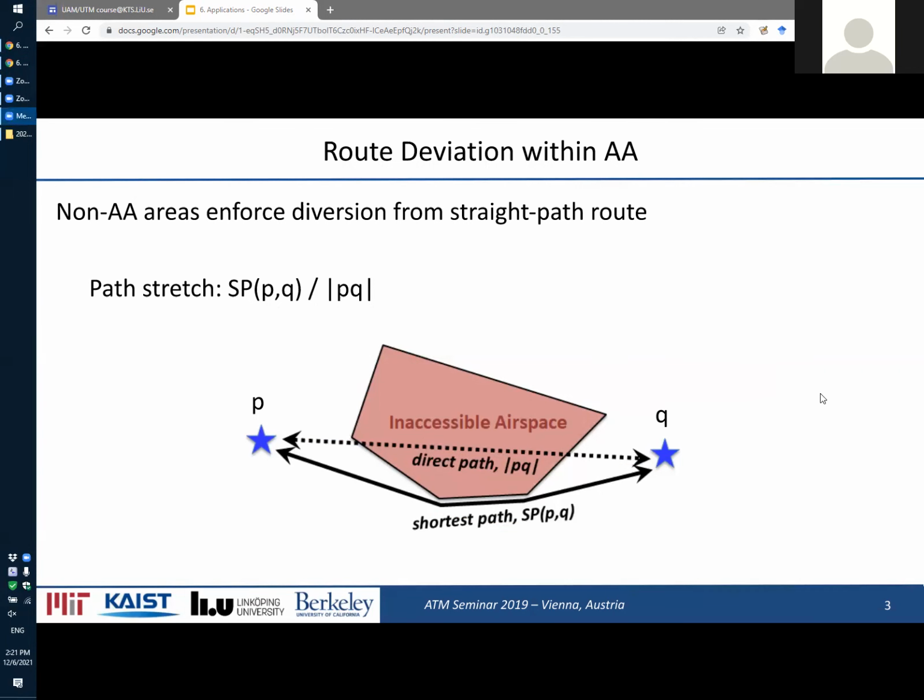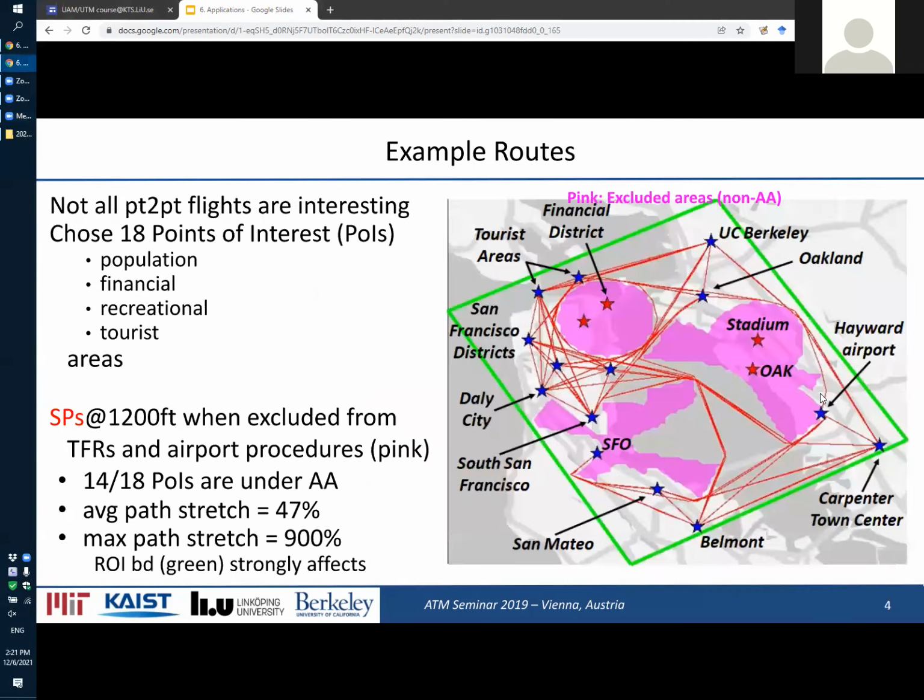And just to show you again a few slides that we had back in that lecture, here is the Bay Area, San Francisco area, and the pink here is the unavailable airspace. Then there are some points of interest, these stars, and the routes between them, avoiding the pink, avoiding the constraints. We've been calculating things like the average path stretch between all these pairs of points, and also the maximum path stretch, the worst path that has to go around.